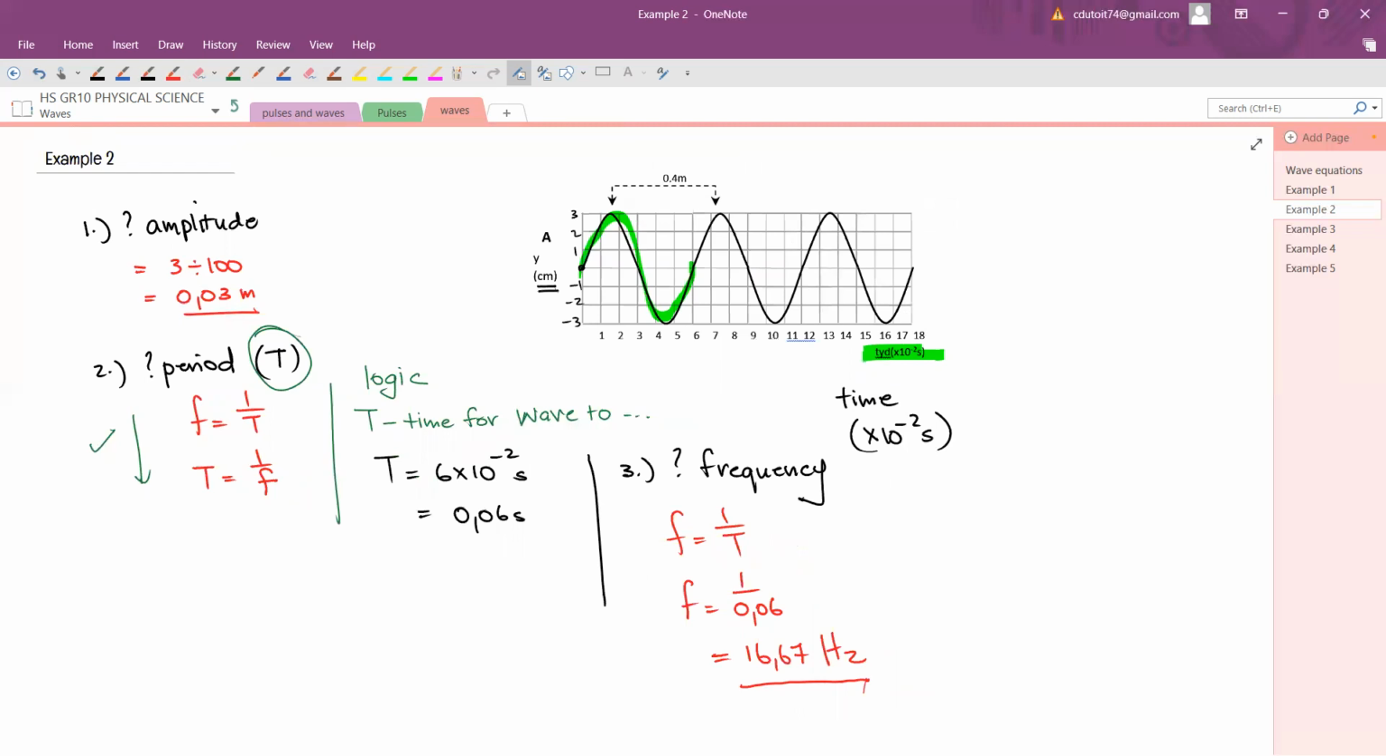Right. Last question on this one. 4. What is the wave speed? Speed of the wave. On your own.